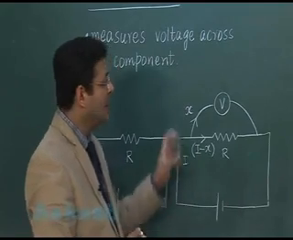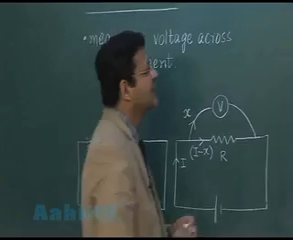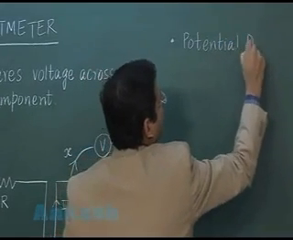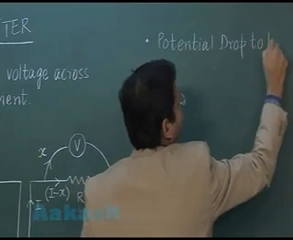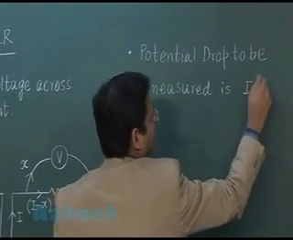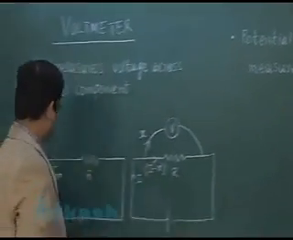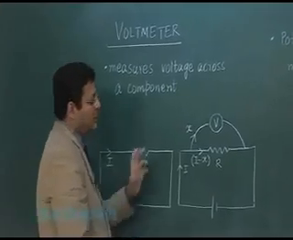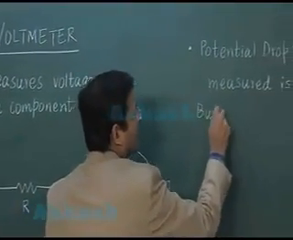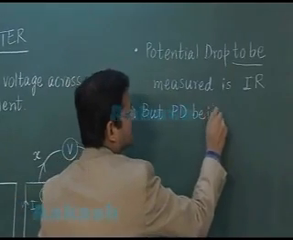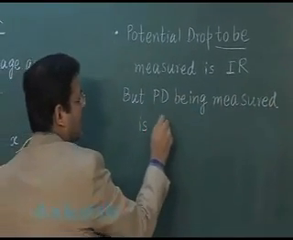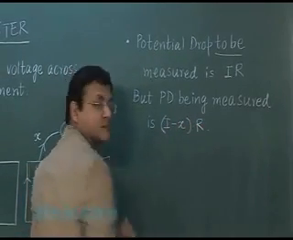You understand? This is the practical problem when you are connecting a voltmeter. I am trying to highlight this fact that the potential drop to be measured is I into R, but the potential drop being measured is (I minus X) into R. You understand?